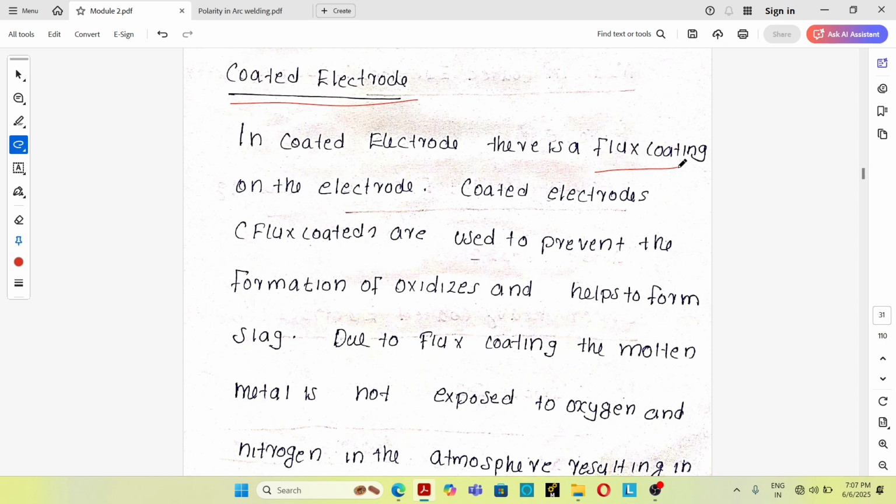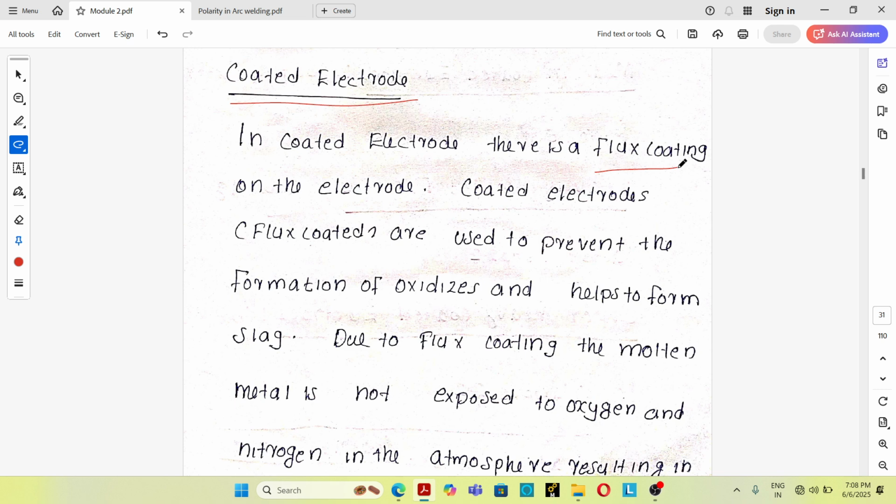Flux also produces slag. Slag has less weight compared to molten material, and the slag will float over the molten material and separate the molten material from the surrounding atmosphere. The slag also acts as a cleaning agent. It will absorb impurities from the molten material, and slag reduces the oxidation. So that's the importance of flux coated electrode.